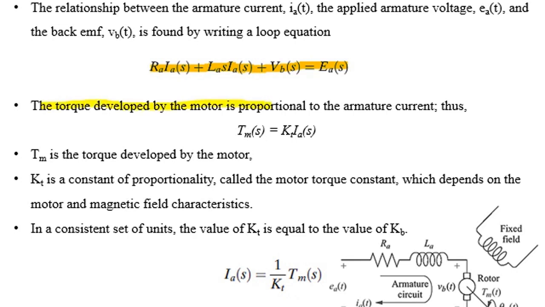Now we know that the torque developed by the motor is directly proportional to the armature current, and here the proportionality constant is the motor torque constant, which depends on the motor and magnetic field characteristics. In the SI set of units, the values of the motor torque constant and the back EMF constant are equal.